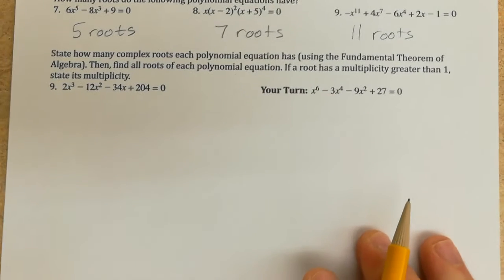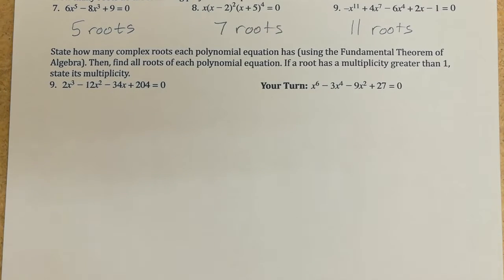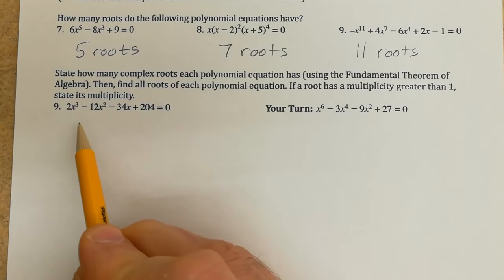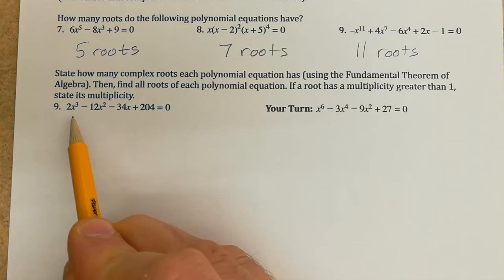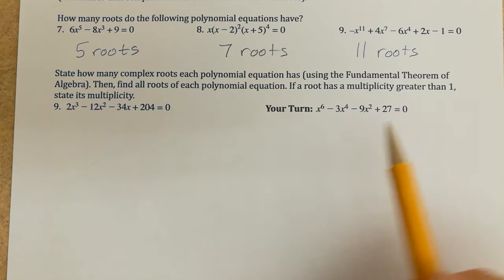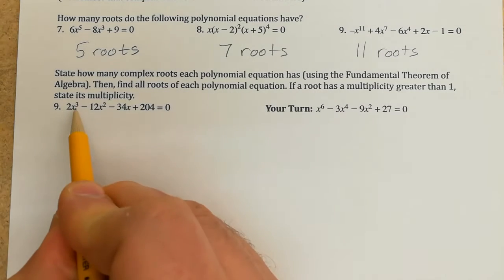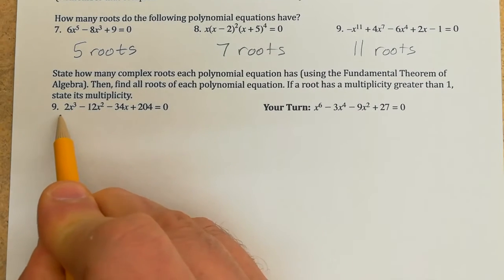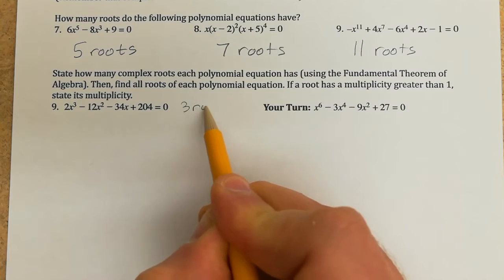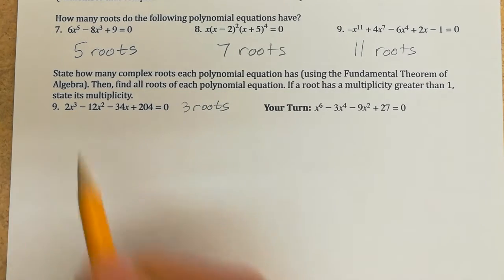Okay, and then the next couple problems are just a combination here. We're just going to say how many roots they have and then actually find the roots. So number 9, we're asked to say how many roots we can expect here and then find all the roots. And if the multiplicity is greater than 1, we should state that. So we know we're going to have 3 roots because the degree of this is 3.